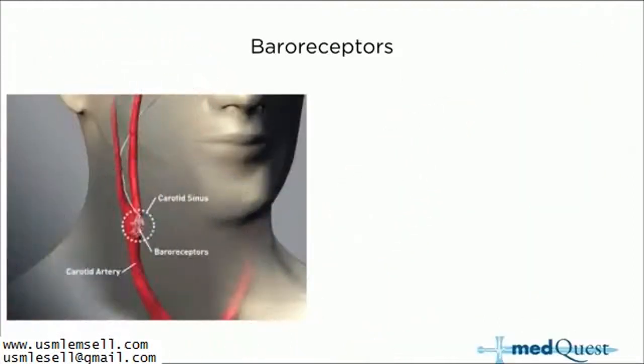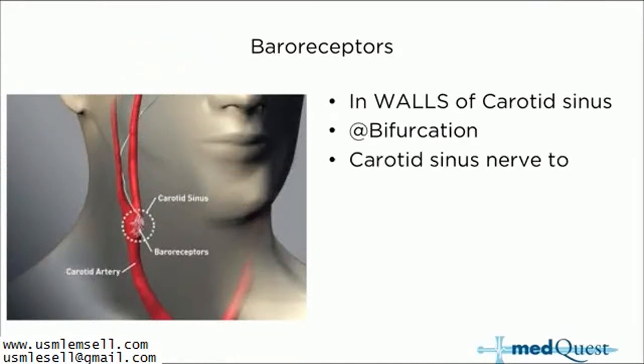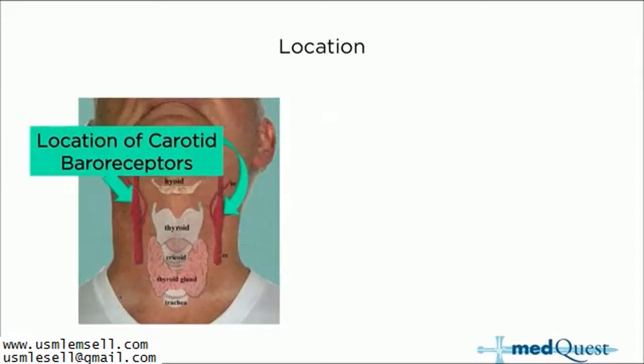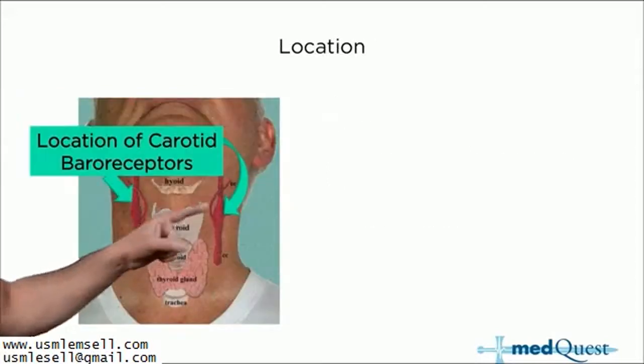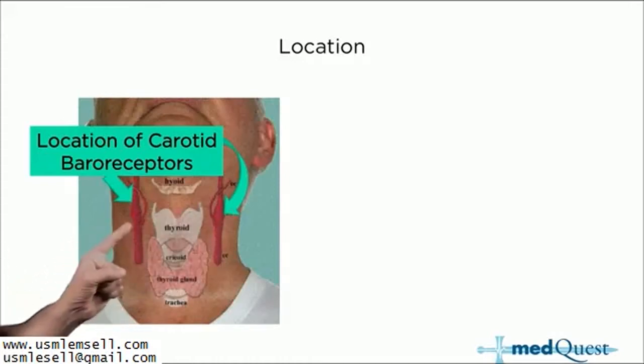The baroreceptors are here at the bifurcation of the carotids. That's the sleeper hold, when somebody gets squeezed on those carotid baroreceptors and you pass out. They're in the walls of the carotid sinuses at the bifurcation, and the carotid sinus nerve goes to the glossopharyngeal, cranial nerve 9, to the medulla. There's a good Step 1 question for you. So the location of those baroreceptors is why squeezing there makes people pass out.